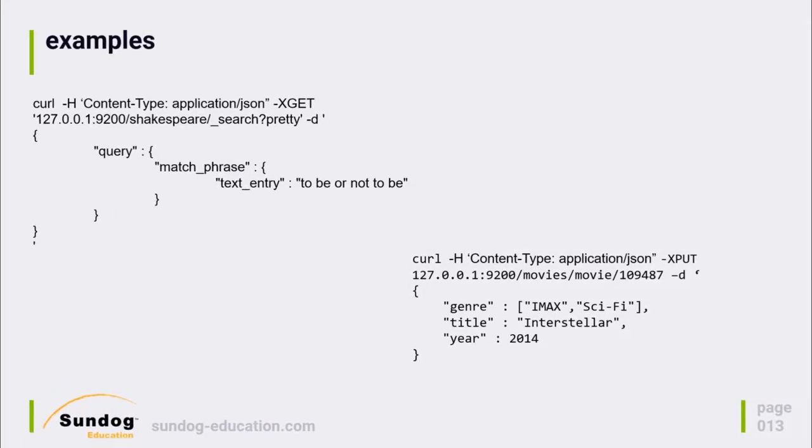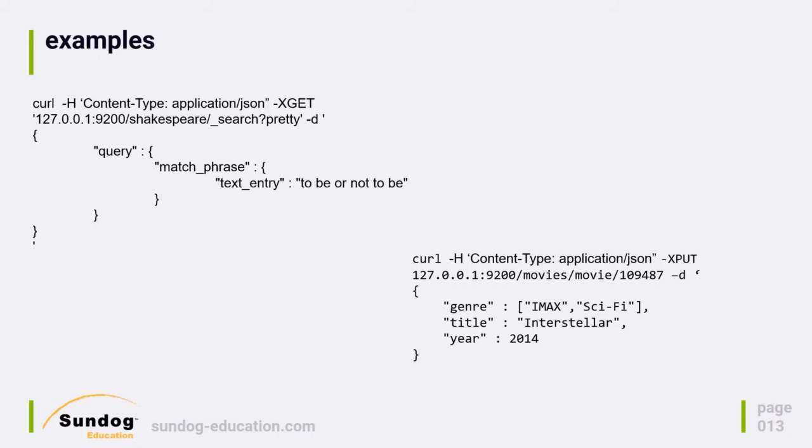Let's look at some concrete examples to make that more real. So this first one on the top here, we're basically querying the Shakespeare index for the phrase "to be or not to be." So let's take a closer look at that curl command and what's in it. Again, we're saying curl -H content type application/JSON. That's sending an HTTP header that says that the data in the body is going to be in JSON format. -X GET means that we're using the GET method or the GET verb, depending on your terminology, meaning that we just want to retrieve information back from Elasticsearch. We're not asking it to change anything.